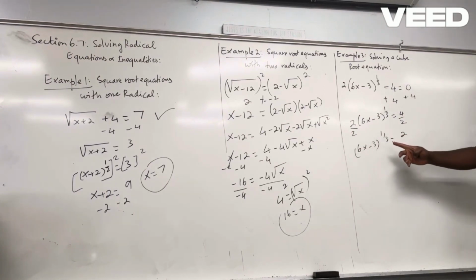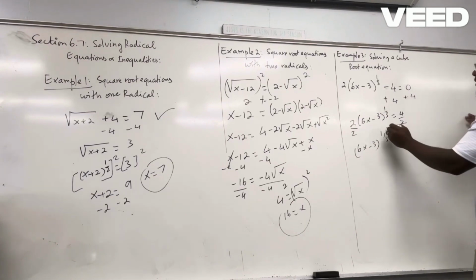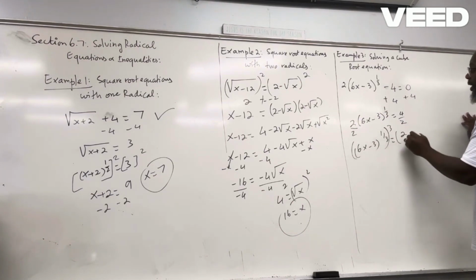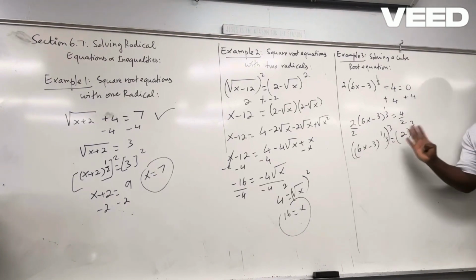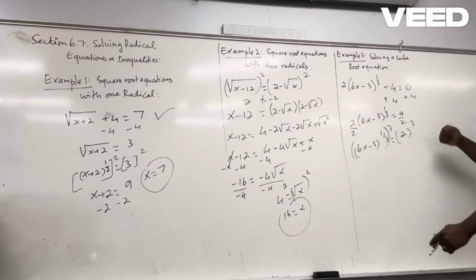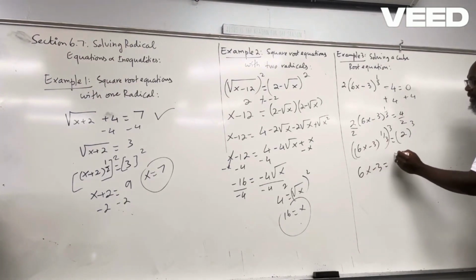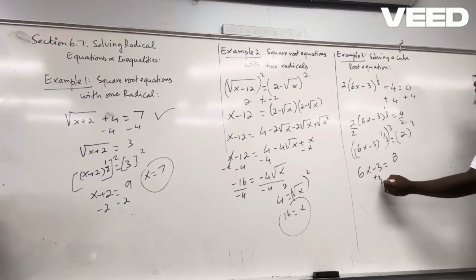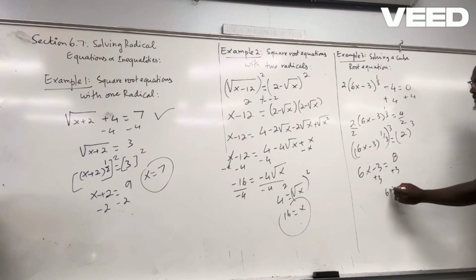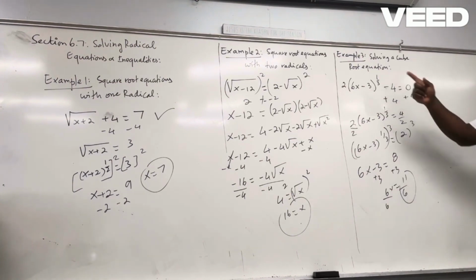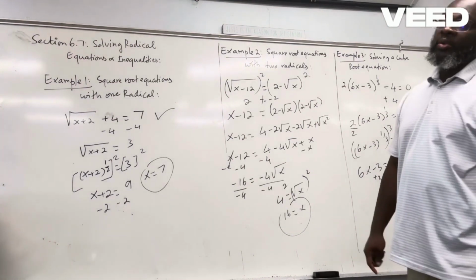And now, if I want to get rid of the cubic root, I need to raise this to the power of 3 because this is 1/3, right? And remember, when you do one thing on one side, you have to repeat it on the other side. So this cancels this out, so you're left with 6x minus 3 equals 8. Add 3, you get 6x equals 11. And then x is 11 over 6. Now you can plug it in and double check to make sure your answers are right.